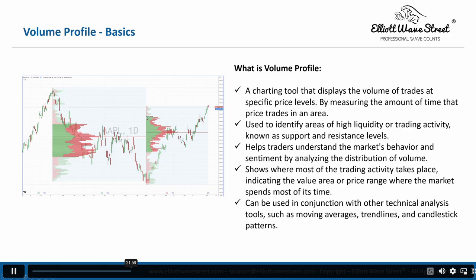So the value area high and the value area low of the 70% are important levels, and of course, the point of control. It helps to understand the market behavior and sentiment by analyzing the distribution of the volume, and shows where most of the trading activity takes place. And this is extremely important to understand from volume profile, indicating the value area or price range where the market spends most of its time.